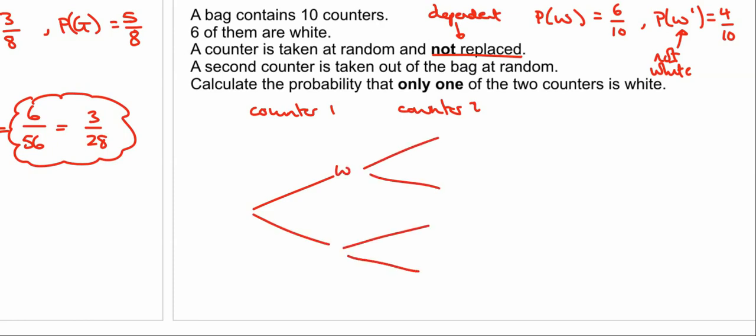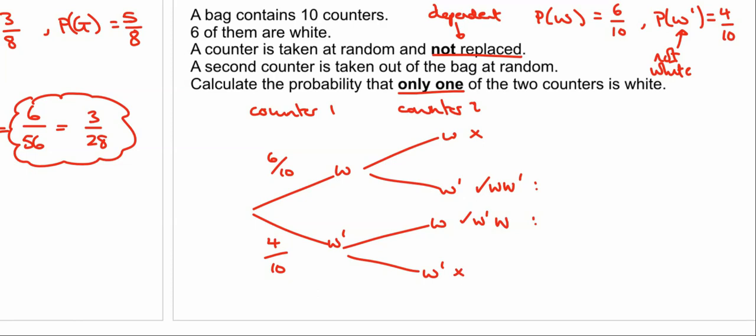So we're going to have white and not white, white, not white, white, not white. Right now we've got 6 out of 10 and 4 out of 10. Have a look at the path that we want. Calculate the probability that only one of the 2 counters. So that's going to be this path, white, not white, or this path, not white, then white. That just has 1 white counter there. This one would have 2, this one would have none. So we don't want these paths.